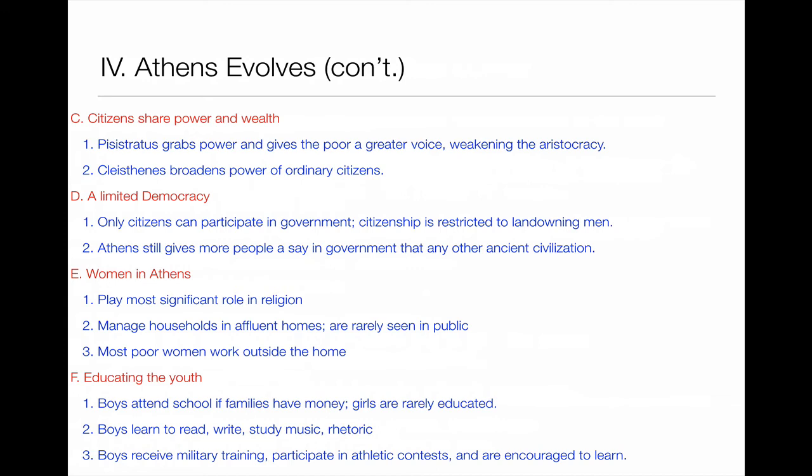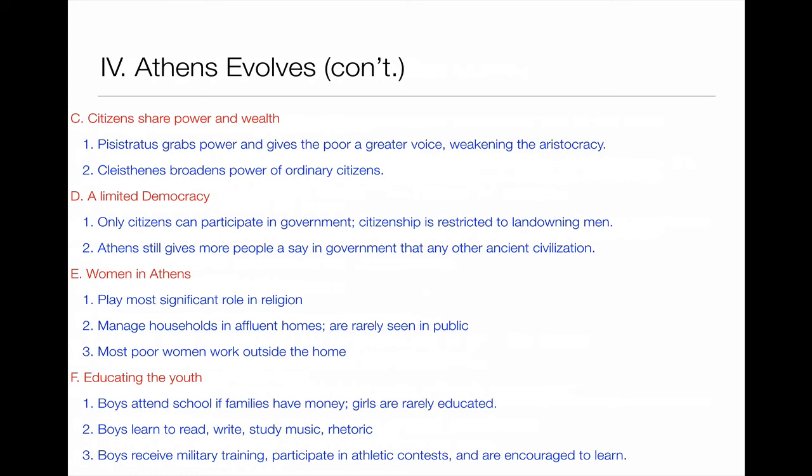And then Cleisthenes broadens the power of ordinary citizens, and he does this by creating the Council of 500, which basically is like today's legislative branch. So if you were a male citizen over the age of 30, you had to become a member of this assembly, and you were expected to participate in voting. So even if you weren't part of the rich, but you were an Athenian male, you could participate in this government, this democracy.